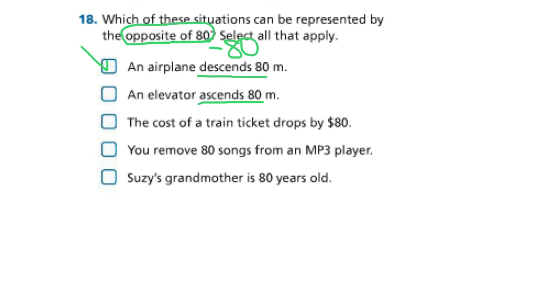The cost of a train ticket drops by $80. Drops goes down. That is negative. You remove 80 songs from an MP3 player. Remove takes it away. That is also negative. Susie's grandmother is 80 years old. Age goes up. That is positive. So on this question, we have 3 answers representing -80.